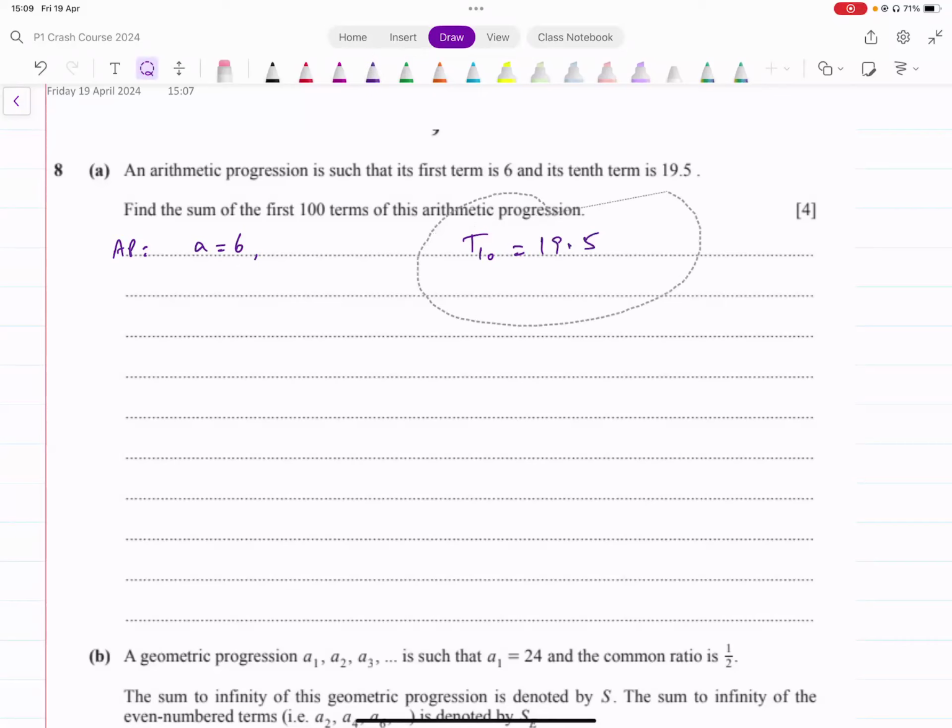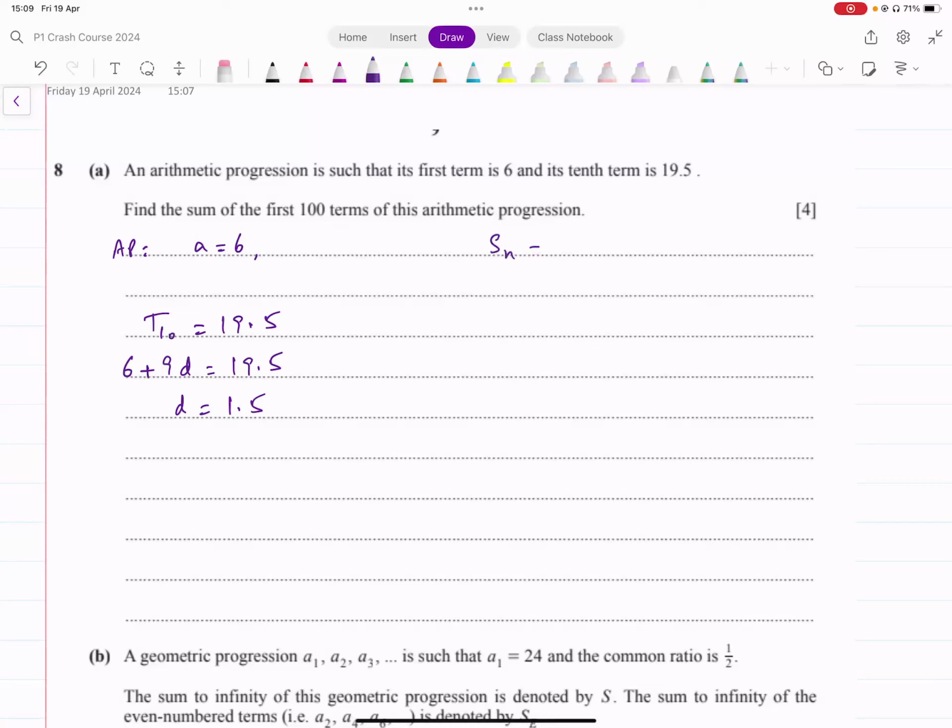Now, we can use the term formula to find the difference. What's the term formula for an AP? It's a plus n minus 1 into d. a is 6 plus n minus 1, that means 10 minus 1, that means 9 into d, equals 19.5. And that's going to give us the value for the difference. 19.5 minus 6 divided by 9, so that's 1.5 or 3 over 2. This is the difference.